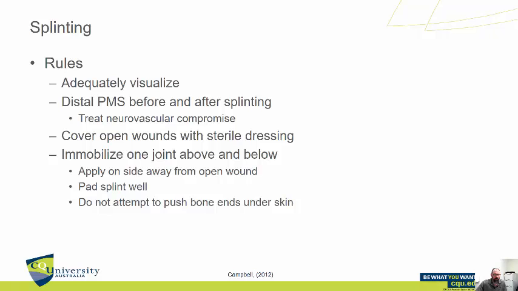When you splint, you want to immobilize one joint above and one joint below the fracture. Apply the splint away from an open wound. You want to pad the splint well, for comfort purposes. Splints often have sharp or hard bits that will stick to the skin, and this could cause pressure injuries. So make sure that you've padded your splints correctly, and whatever you do, if you have an open fracture or a compound fracture, don't try and push the bone ends back under the skin. You're just exacerbating the problem and the chances of infection, so don't do that. Make sure that you cover the bone. You can first rinse it, then cover it with a moist dressing, and then go ahead and splint to transport the patient to hospital.